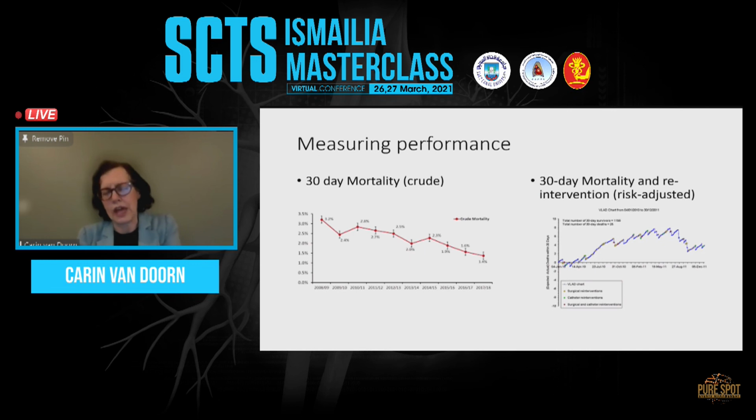Whether or not we're going to have the same this year with the audit coming out, because of all the COVID problems, I think the mortality will have gone up a little bit. The other way we measure outcome is by using blood curves.